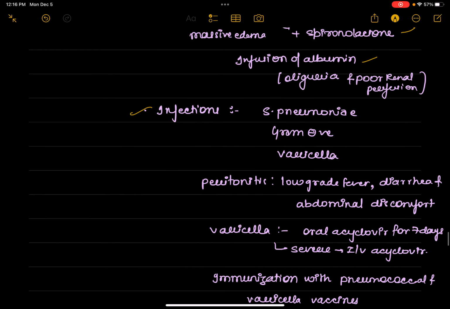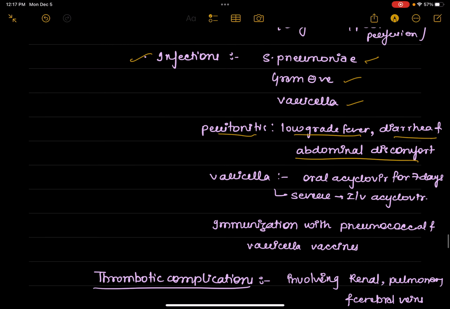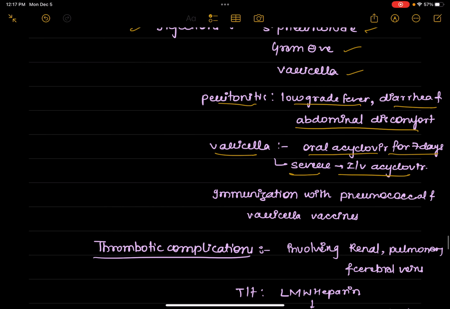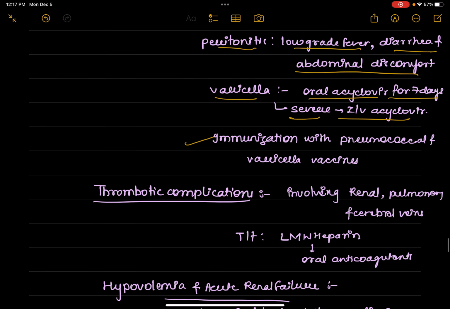For infections, mainly the infections are caused by strep pneumoniae, gram-negative organisms and varicella. In peritonitis, the features are low-grade fever, diarrhea and abdominal discomfort. If there is varicella present, then we will give oral acyclovir for 7 days, and if it is severe, then we will give intravenous acyclovir. Immunization with pneumococcal and varicella vaccine after the treatment.